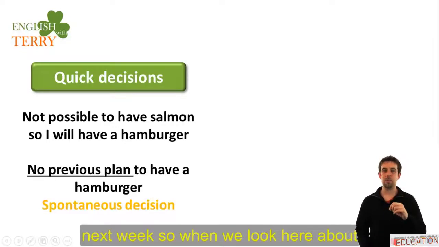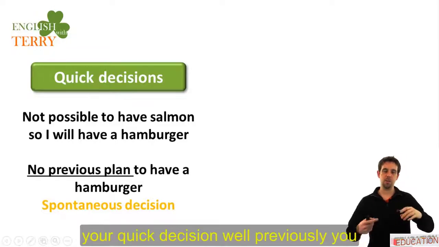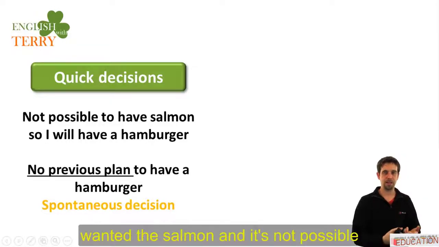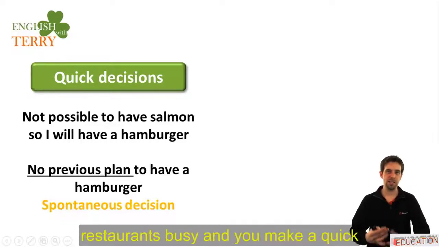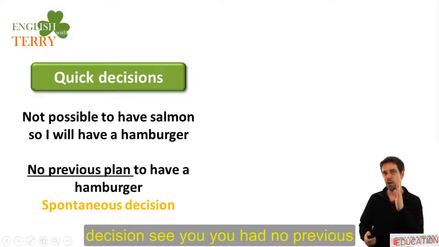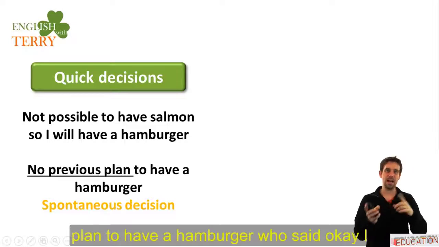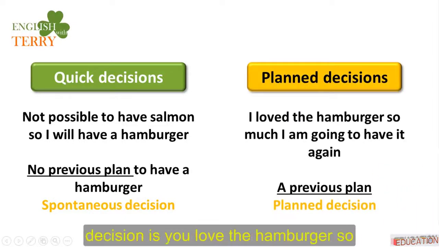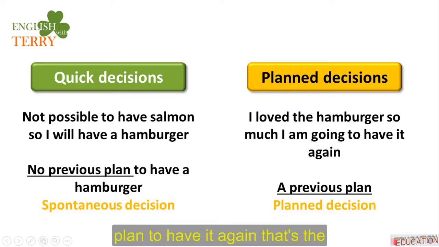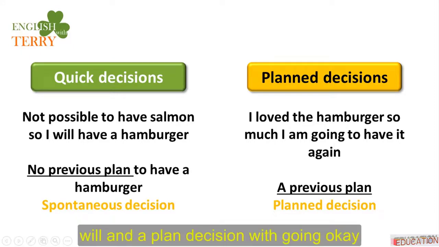So when we look at your quick decision, previously you wanted the salmon and it's not possible to have it, you're hungry, the restaurant's busy and you make a quick decision. So you had no previous plan to have a hamburger. It was, okay, I will have a hamburger. Now a planned decision is you love the hamburger so much, you want it again and you make a plan to have it again. That's the difference. A spontaneous decision with will and a planned decision with going to.